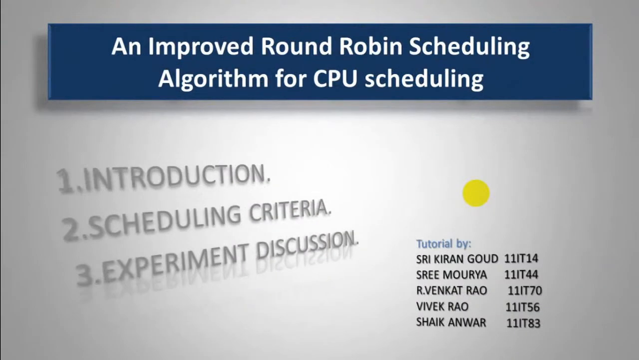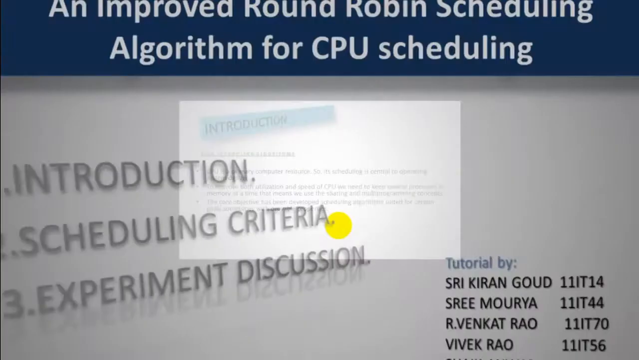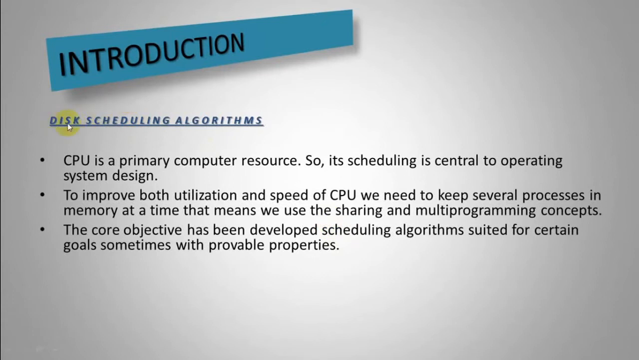Hi, in this video we are discussing an improved round-robin scheduling algorithm for CPU scheduling. In fact, it's a slightly improved version of the round-robin scheduling algorithm. CPU is a primary computer resource, so its scheduling is central to operating system design.